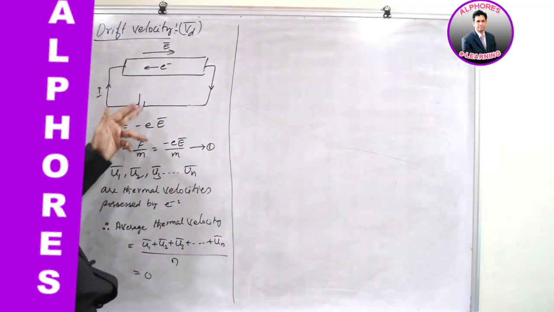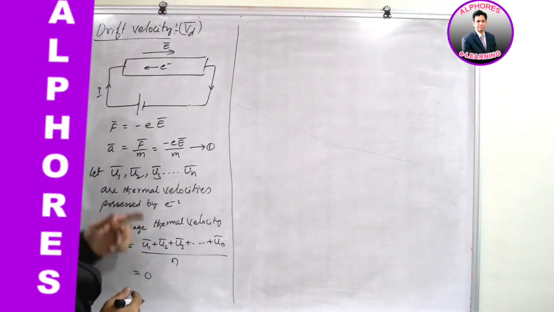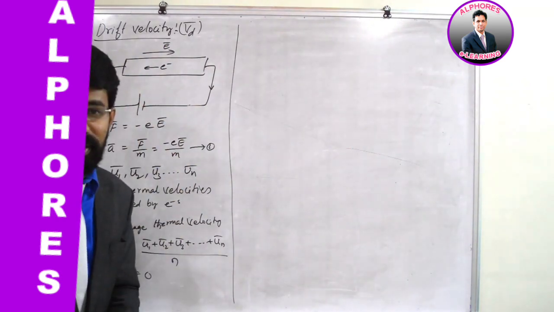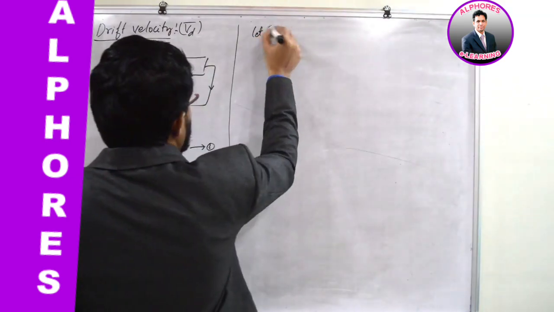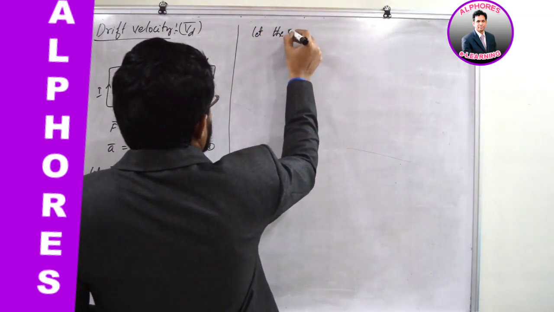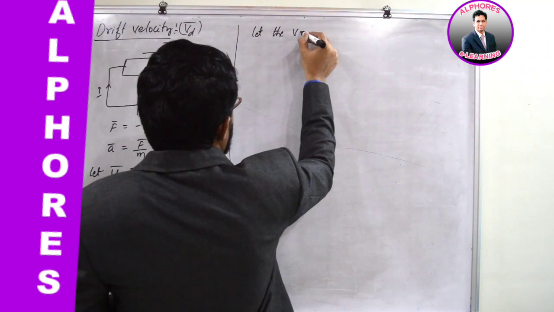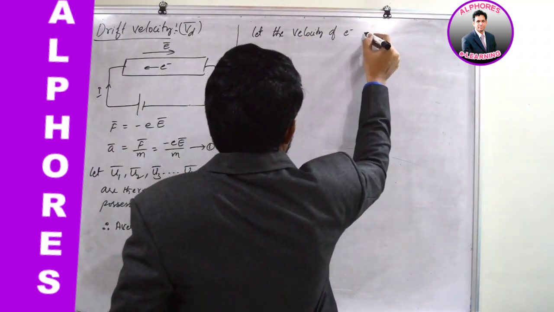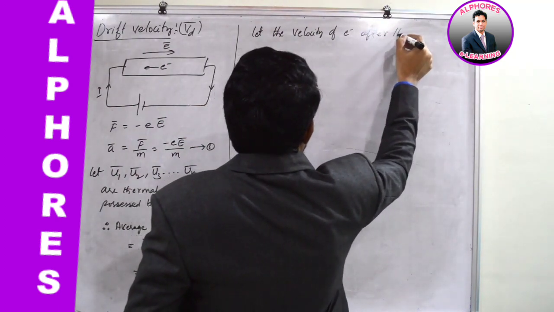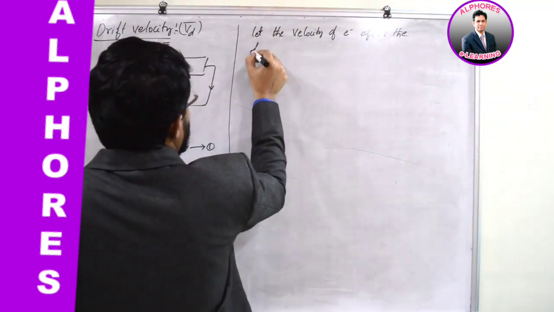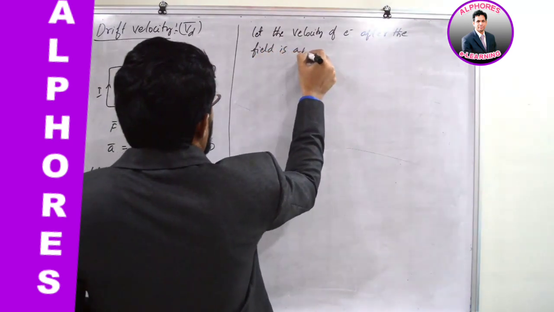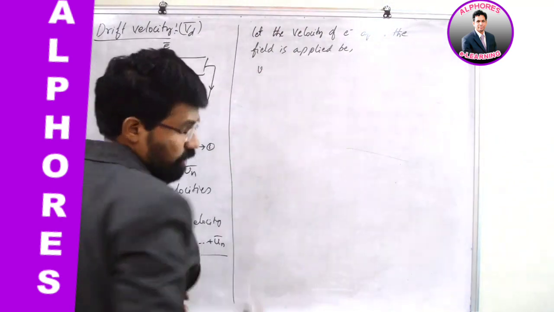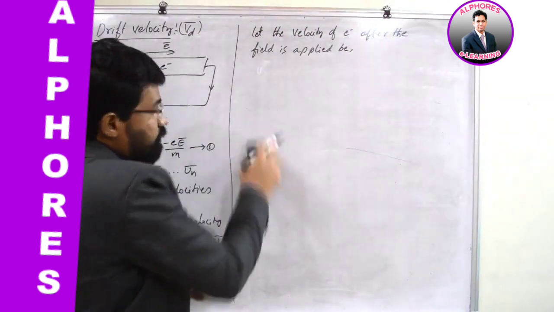I have applied an electric field to the conductor. Now what happens? All the electrons experience some net force and they will move in a particular direction. There will be a net flow. Let the velocity of a particular electron after the field is applied be, I'll assume this as V1 bar.